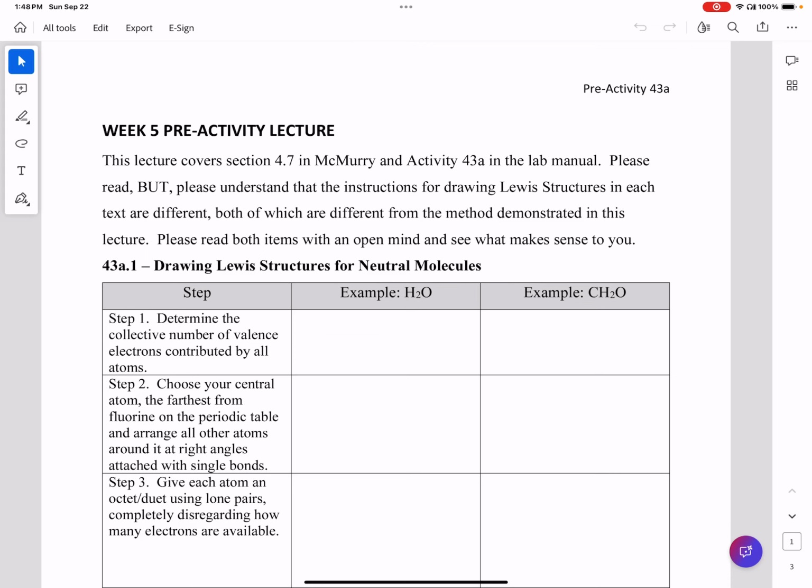Welcome back, Chem 51, to our Week 5 pre-activity lecture. This lecture covers 4.7 in McMurry and Activity 43A in the lab manual.